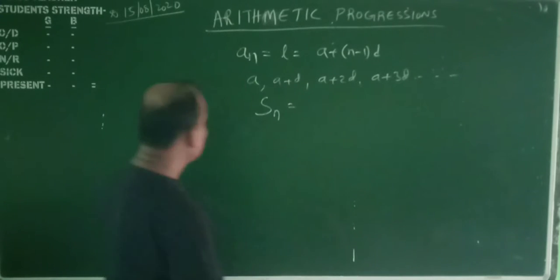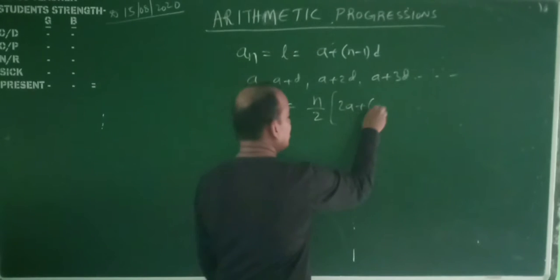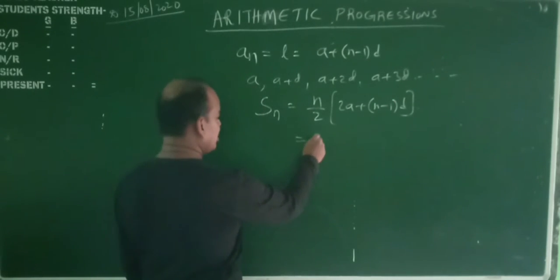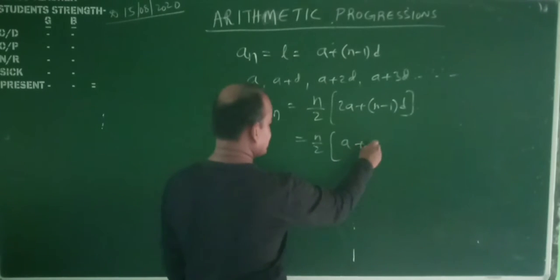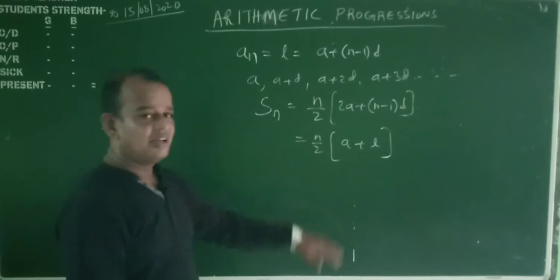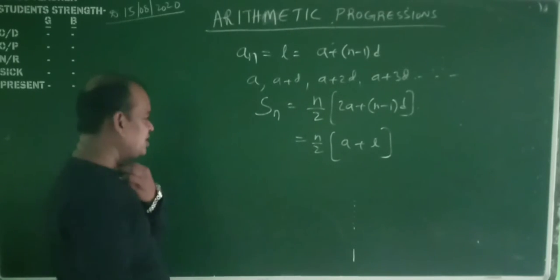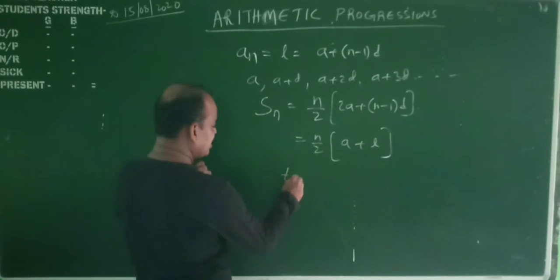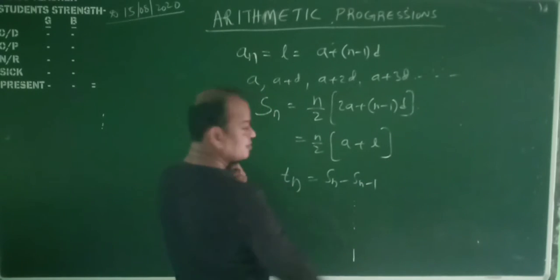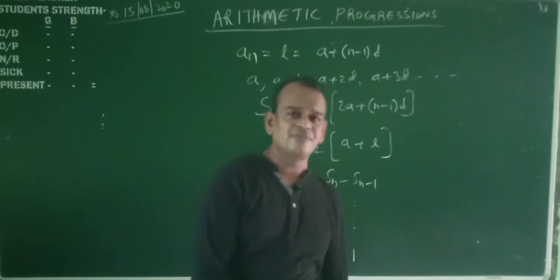Okay, my dear students. Now S_n is equal to n by 2 into (2a plus (n minus 1) d). Otherwise, n by 2 into (a plus l), where l is the last term. Already explained. Now, first of all, how to find T_n? S_n is given. T_n is S_n minus S_(n minus 1). That is very, very simple.